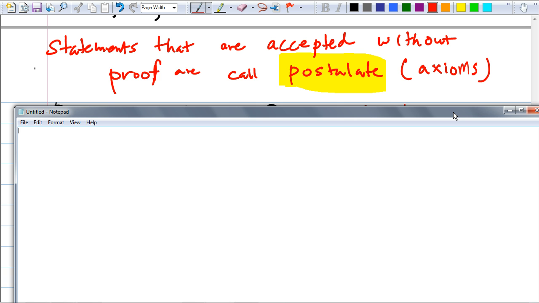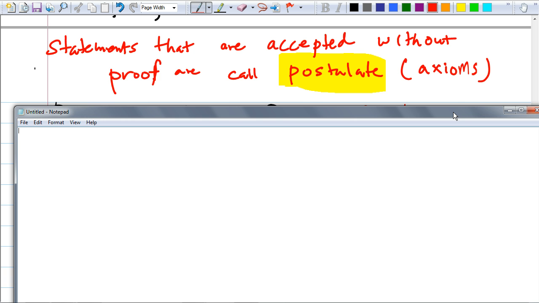By the way, in geometry, there are statements that are accepted without proof, okay? Because we got to start somewhere. We cannot prove every single one. Statements that are accepted without proof are many times called postulates, or another name for a postulate is axiom, okay? So there are statements that we just take as truth, because we need some starting point.